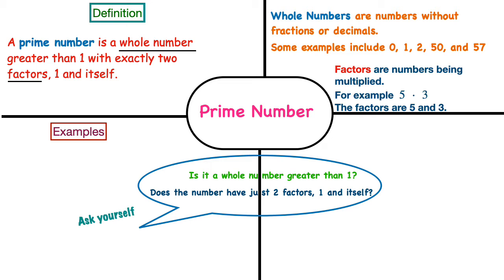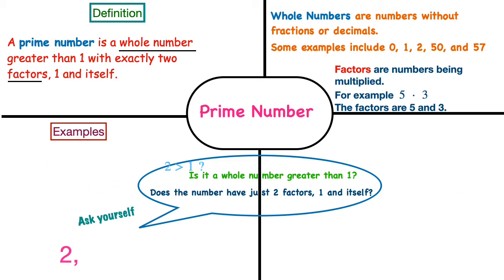So let's practice that strategy. I'm going to look at the number 2, and ask myself that first question. Is 2 a whole number greater than 1? Yes, it is. Now let's ask the second question, and think of the factors of 2. How can I take a pair of numbers and multiply them together to get 2? Well, I know I can do 1 times 2, but I can't think of any other set of numbers that gives me 2 when I multiply them. So it looks like the number 2 has only two factors, 1 and itself.